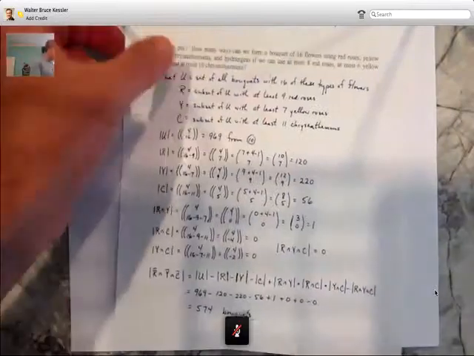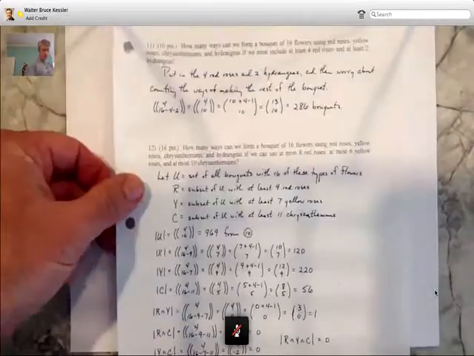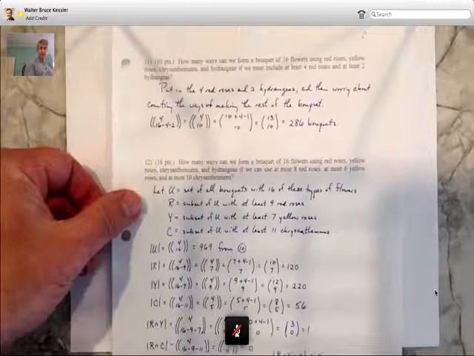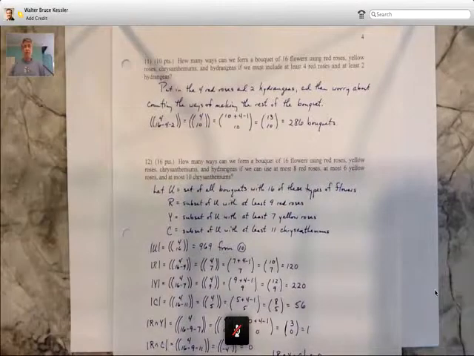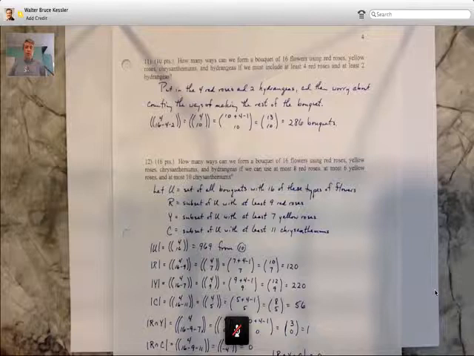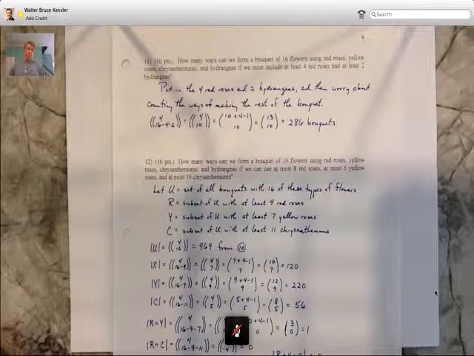11 and 12 are variations on this theme, except we put some restrictions, right? With 11, we say, okay, same situation, but how many ways can we form the bouquet if we must include at least 4 red roses and at least 2 hydrangeas? Well, it's like the previous problem we did, problem 9. Go ahead and put those in there.